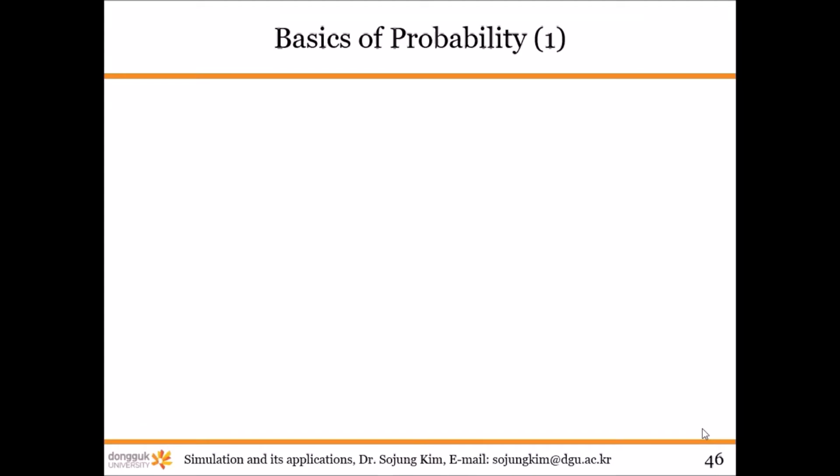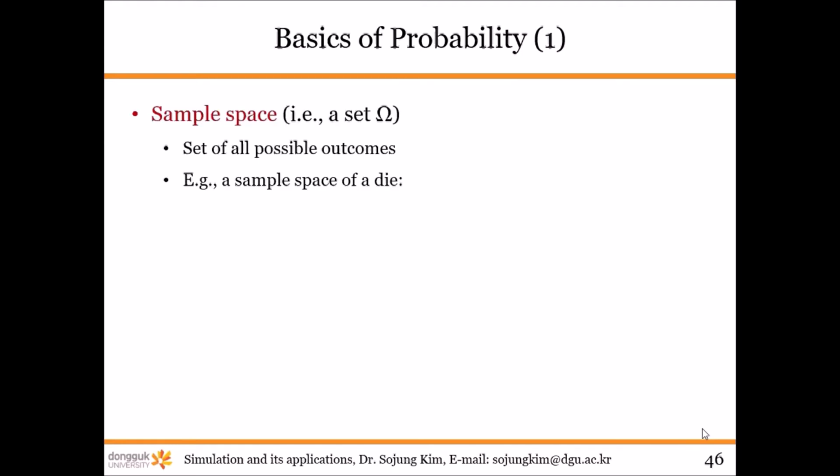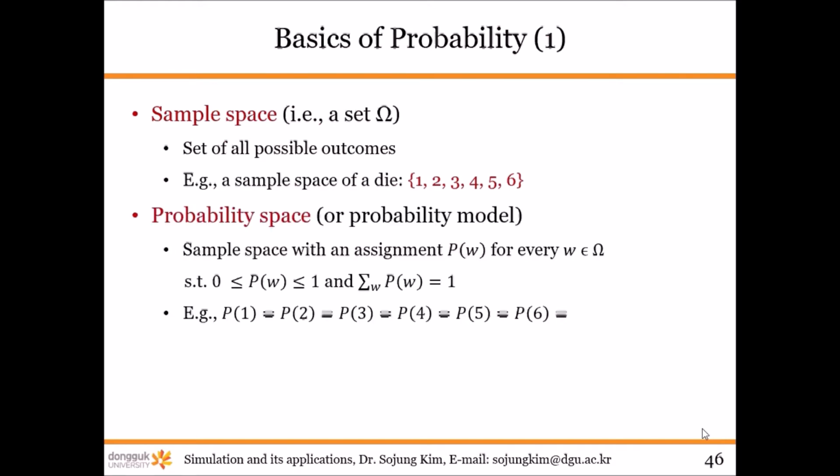Let me briefly mention the basics of probability before you conduct the simulation study. As you know, a sample space is a set of all possible outcomes. If we have a die with 6 numbers, the sample space will include all 6 possible numbers from 1 to 6. And a probability space, or probability model, is a sample space with an assignment of a probability value, P(ω), for every ω in the sample space.